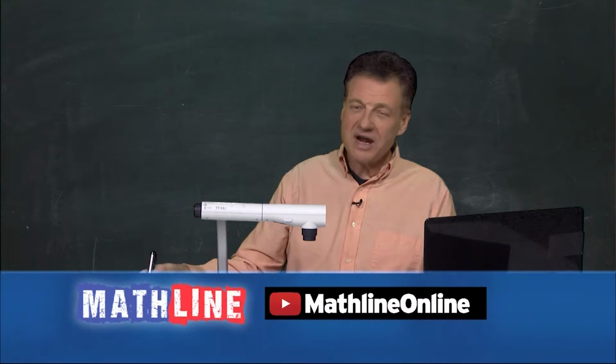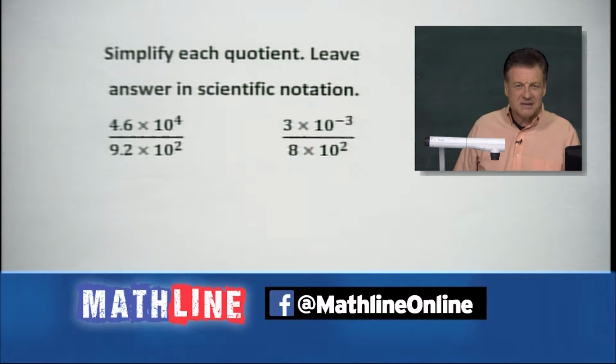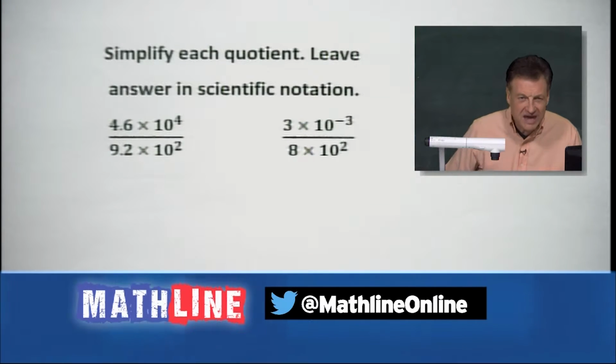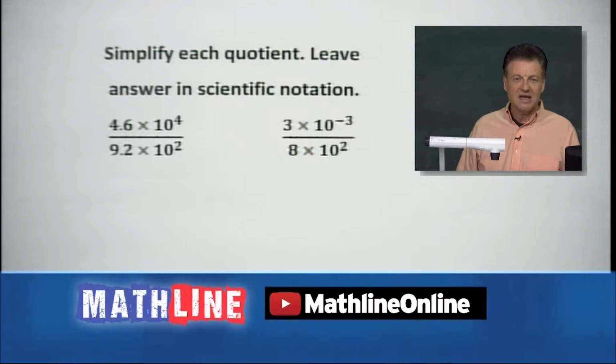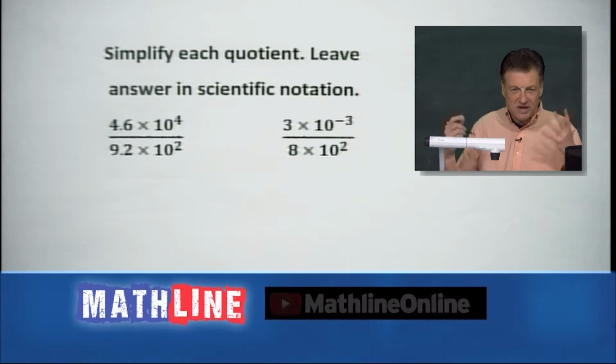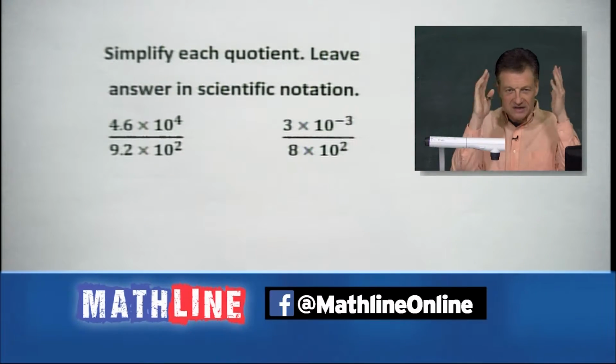So let's move forward and let's check out our next little creature here. This one says, simplify each quotient again. Oh, there's quotients, yeah. We're going to leave the answers in scientific notation. Okay, so the rules are pretty easy, right? We take these coefficients, we take 4 6/10, we take this 9 2/10, we're going to divide it.